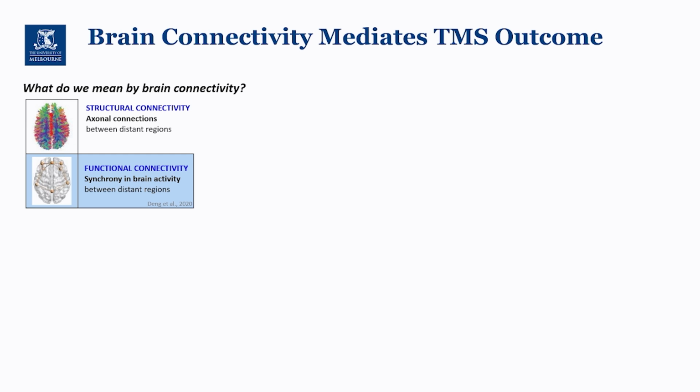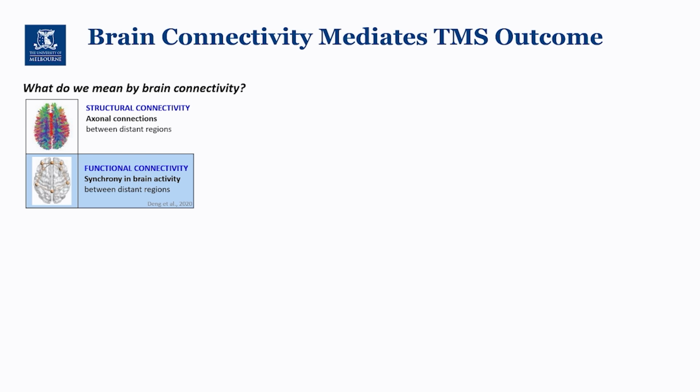So what do we mean by connectivity? I'm sure most of you here, being human brain mappers, are very familiar with brain connectivity. There are 2 types of connectivity. Structural connectivity, we infer that from diffusion MRI and tractography. This is mapping the physical fibres between different brain regions.